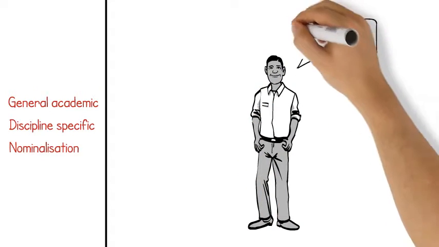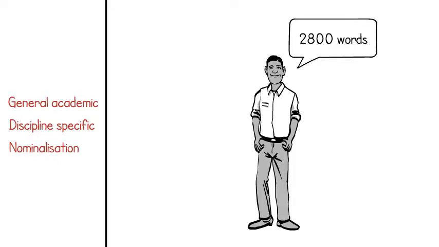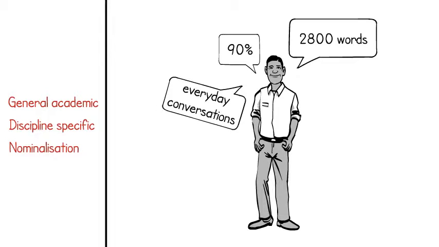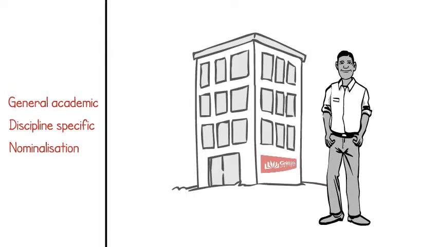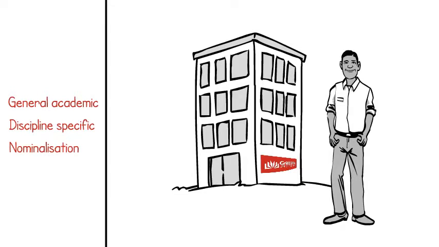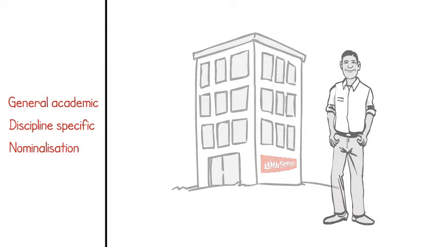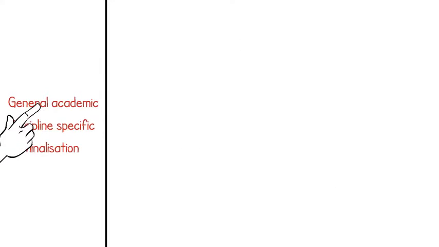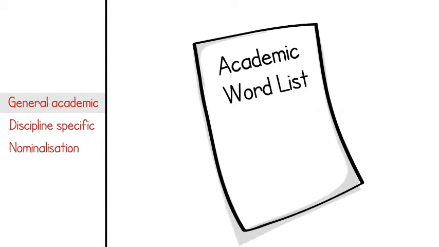You probably already know most of the words that you need to get by in everyday English. In fact, about 2,800 words make up 90% of the vocabulary used by native speakers in their everyday conversations. But the vocabulary that you are reading and hearing in your coursework is not the same as everyday English. Let's look at the most commonly used academic words across all disciplines. These words make up what is called the academic word list.